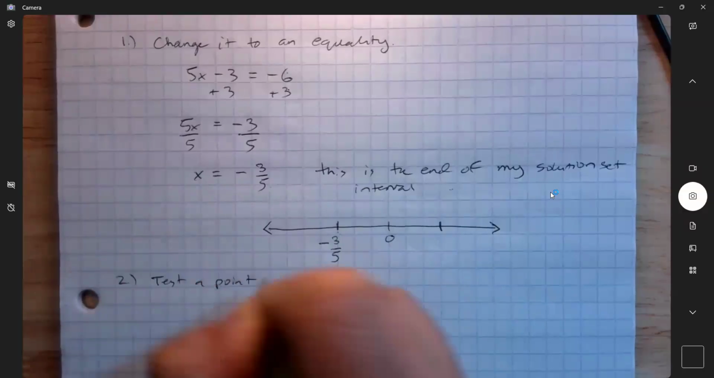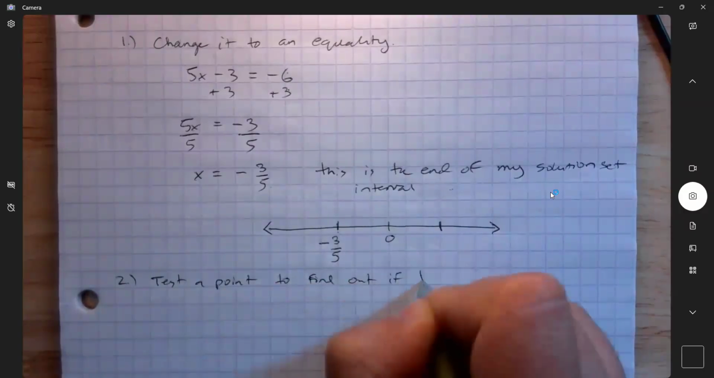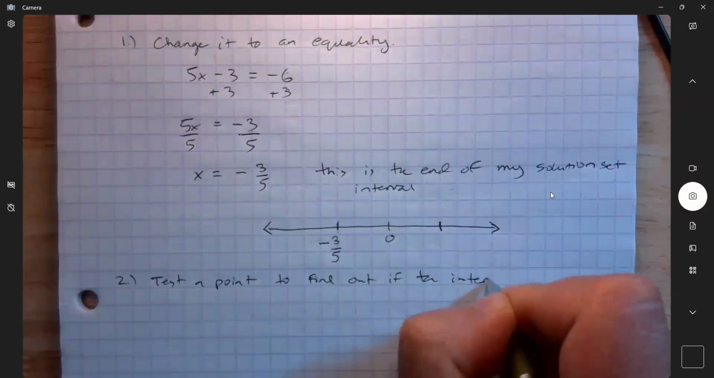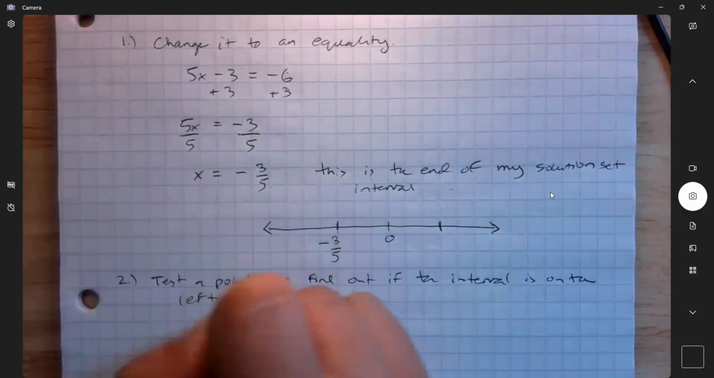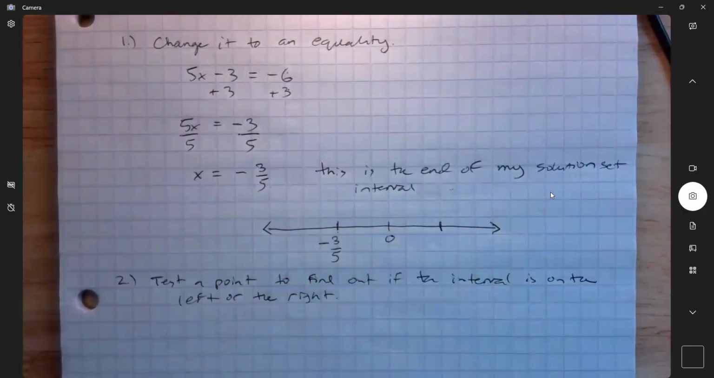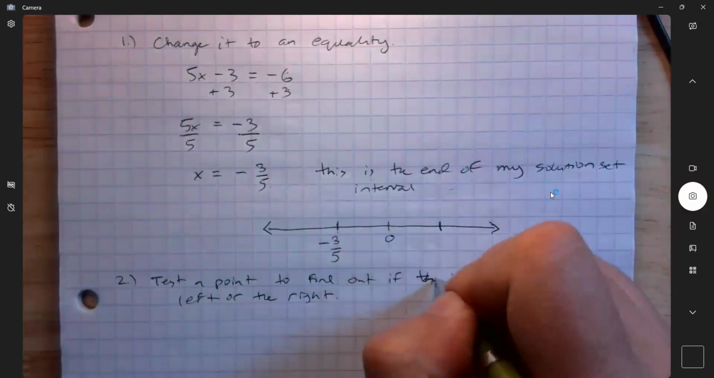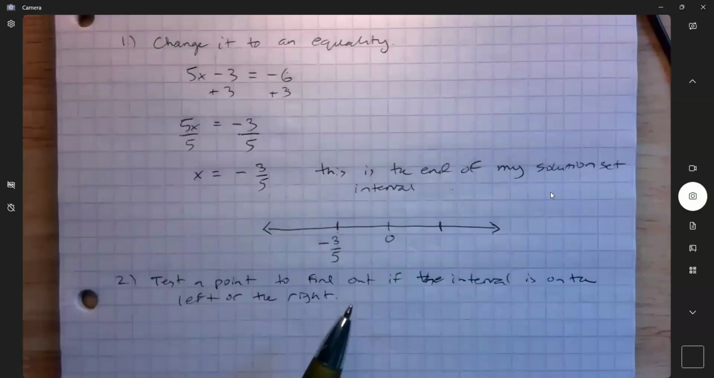Test a point to find out if the interval is on the left or the right of your endpoint. Now, this is not the only way to solve linear inequalities, but this is the only way to solve some inequalities that are coming in your mathematical future. So I think it's worth building this skill at this point.